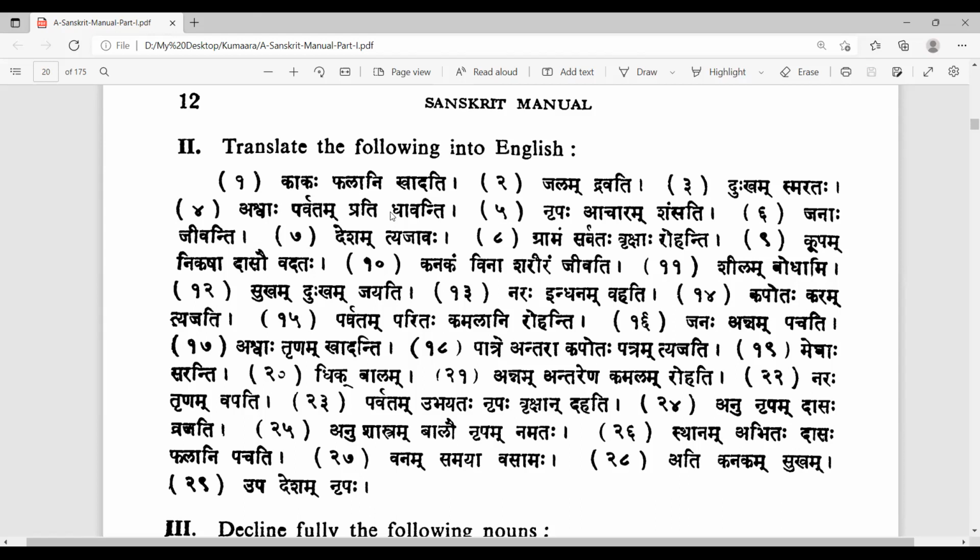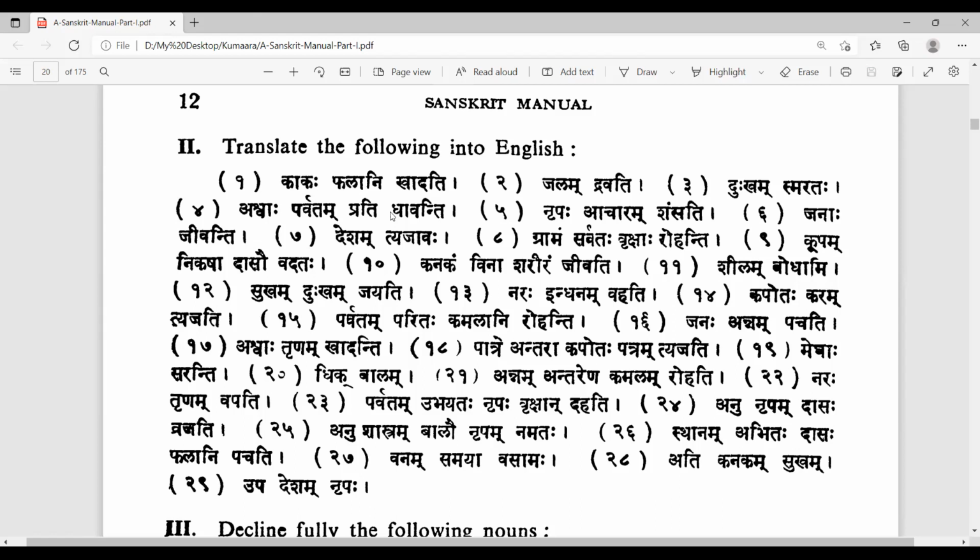देशं त्यजावः. त्यजावः क्रियापदम्. आवाम् किं त्यजावः? Not किं, कं. देश is अकारान्त पुल्लिङ्ग शब्दः. आवाम् कं त्यजावः? देशं त्यजावः.